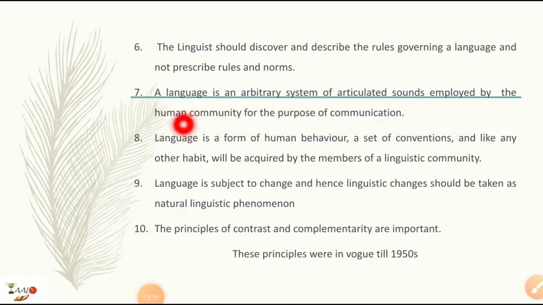Now, the eighth point is that language is a form of human behavior. A set of conventions, and like any other habit, will be acquired by the members of a linguistic community. So, it is a human behavior. Acquiring language is actually a human behavior. That is why, when a person is not able to utter language clearly, he might go through behavioral therapy to make him speak in a coherent manner. So, language is again a form of human behavior.